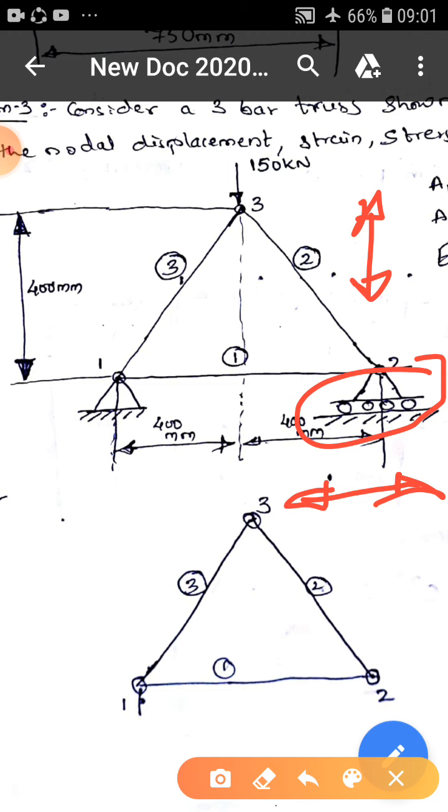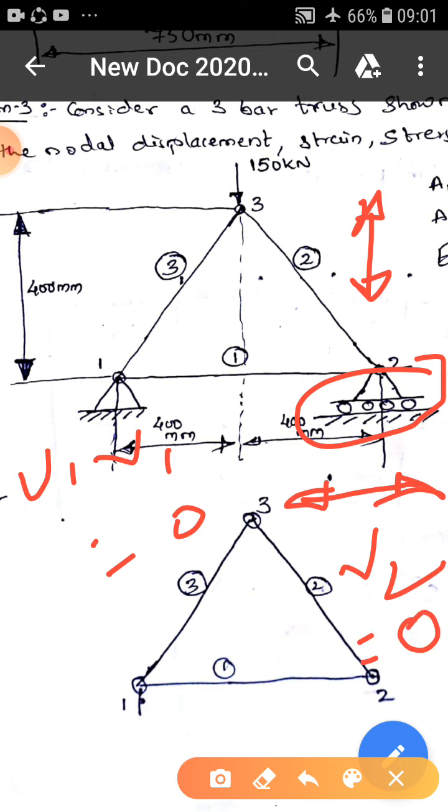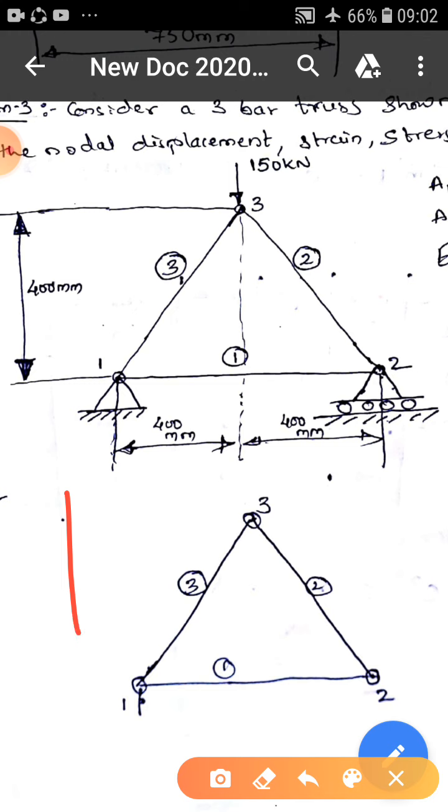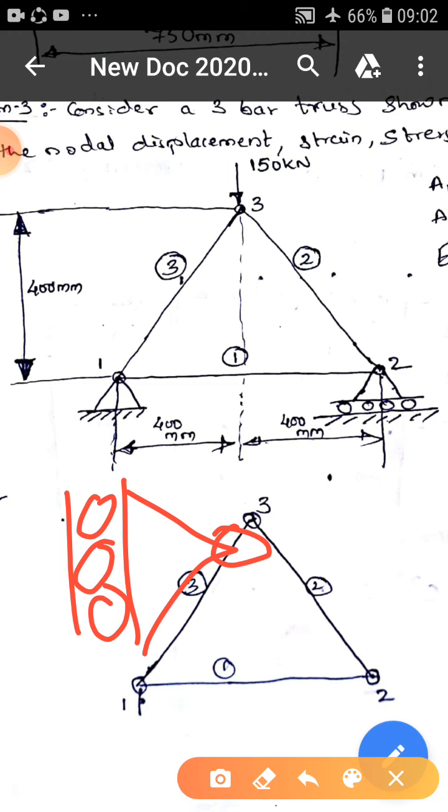So the boundary condition for node 1 is u1 and v1 will be 0, but the boundary condition for node 2 will be only v2 will be 0. Only v2 will be 0. That's the other part. There are certain cases where you can also have rollers like this on the y plane. If it is on the y plane, then v can have displacement, but u is 0. Such cases.